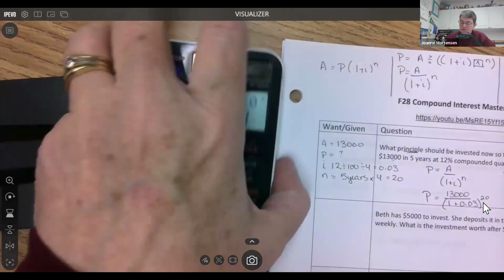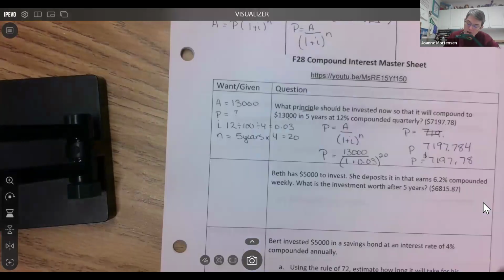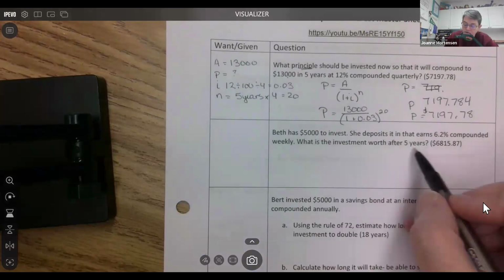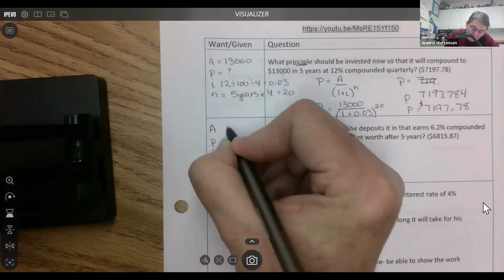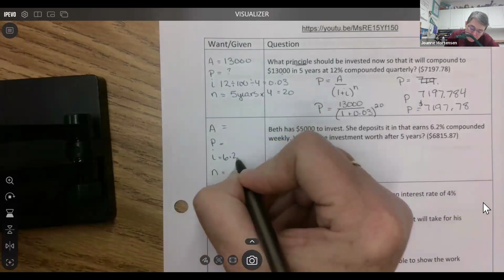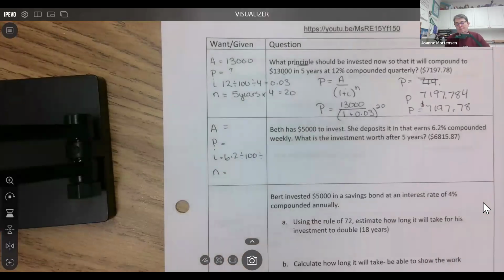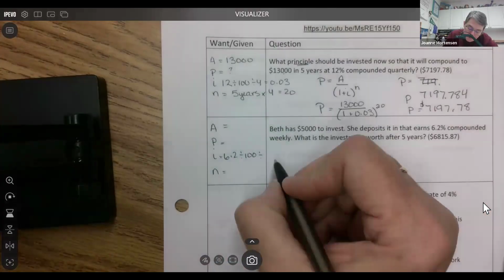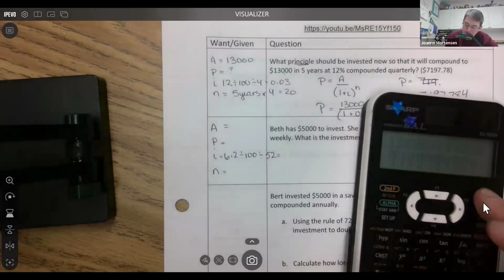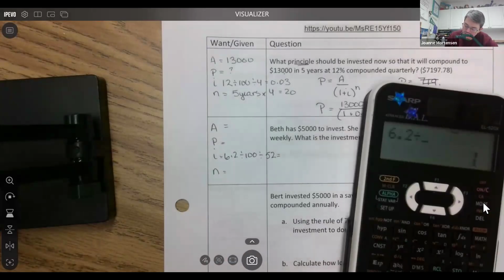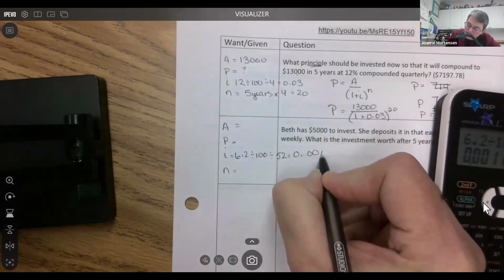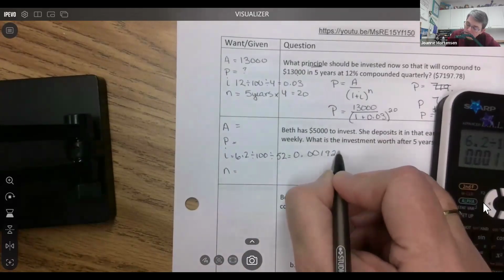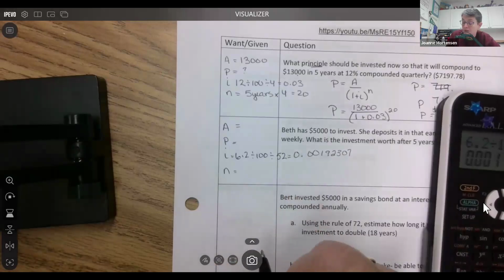Beth has $5,000 to invest. Oops, come back on screen. She deposits it and earns interest, investment worth after 5 years. Okay, so A, P, I, N. Let's start with my interest. We go 6.2 divided by 100 divided by weekly. That's going to be 52. Feelings might be an ugly number. 6.2 divided by 100 divided by 52. Yep, it turned out to be an ugly number. That's all right. 0.00192. It's more than enough decimal places.